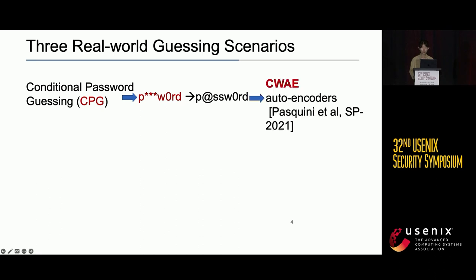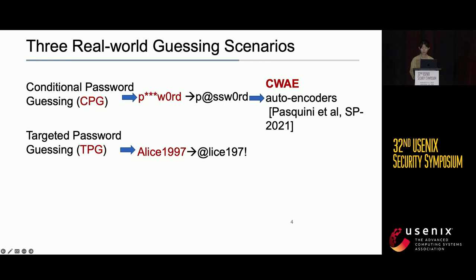In 2021, Pasquini et al. proposed the CWAE model based on autoencoders to do a better job in CPG. Second, targeted password guessing, TPG for short. TPG focuses on cracking passwords of a specific user based on their previously used passwords. Users tend to favor password variants with minor modifications from their previous passwords. In 2019, Pal et al. proposed pass-to-pass to produce password variants.